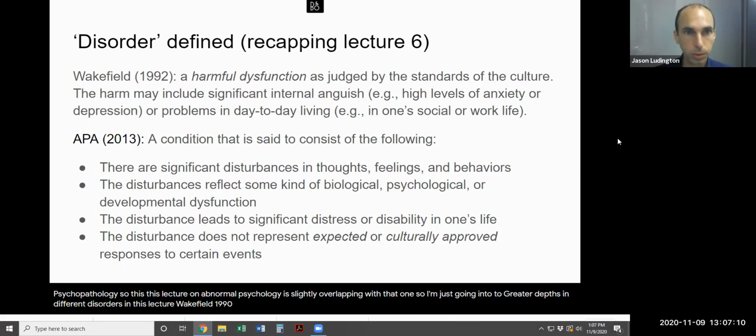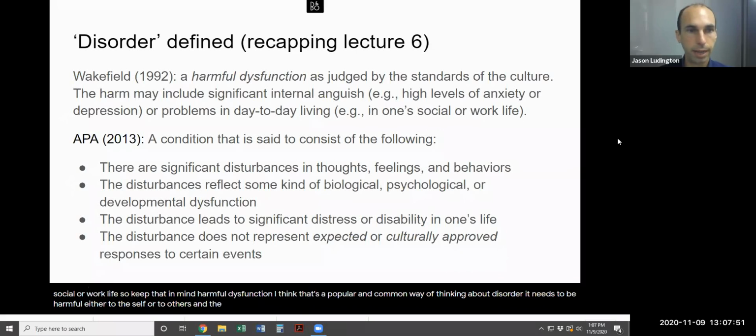Wakefield in 1992 defined disorder as a harmful dysfunction that, as judged by the standards of the culture, the harm may include significant internal anguish, so high levels of anxiety or depression, or problems in day-to-day living, for example, in one's social or work life. So keep that in mind. Harmful dysfunction. I think that's a popular and common way of thinking about disorder. It needs to be harmful either to the self or to others.